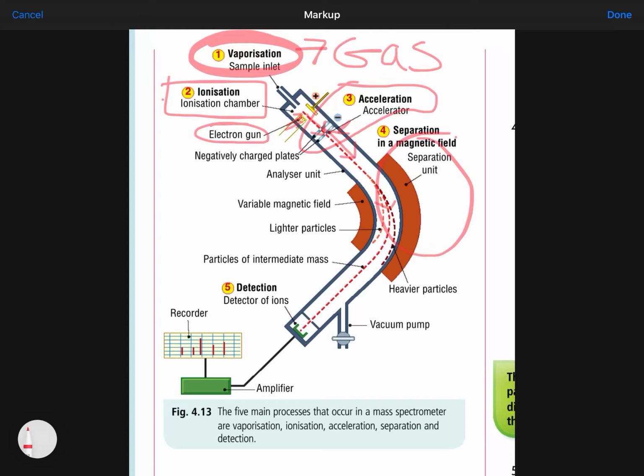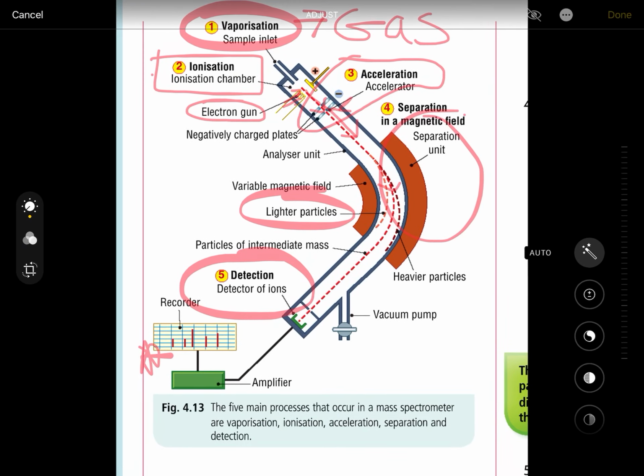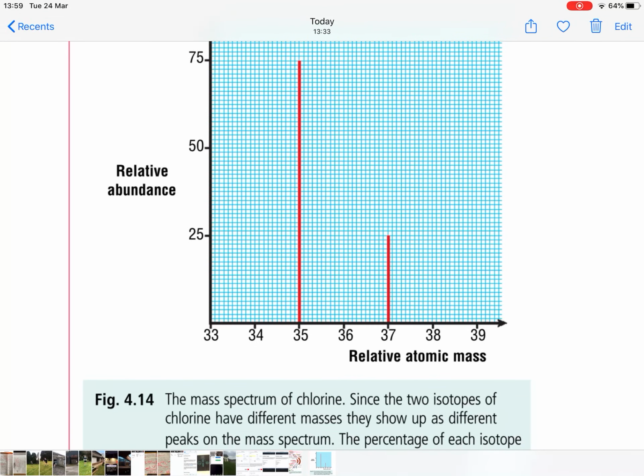So the heavier ions wouldn't be deflected as much. They kind of stick to their path. The lighter ions are deflected more, look. And then the detection of those ions is recorded there and amplified. And this is what you get at the end. You get your mass spectrum at the end, okay? And remember, just finished with that now. So do you remember that's what the mass spectrum then would look like?